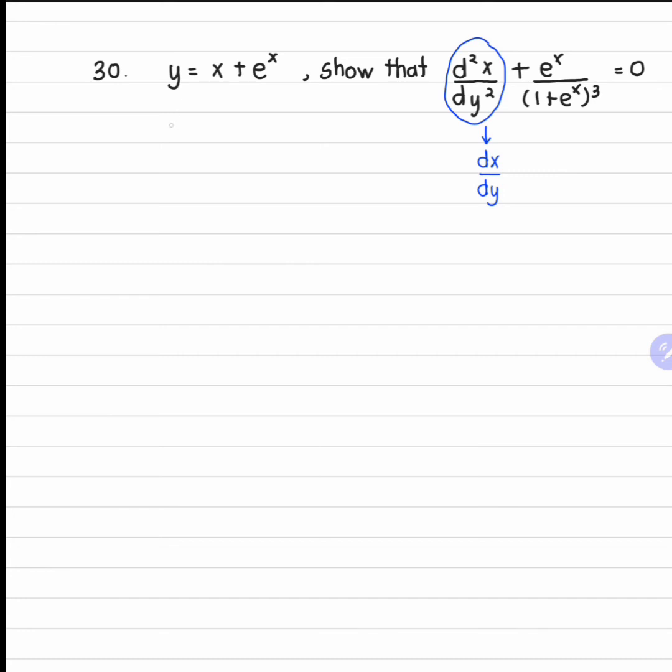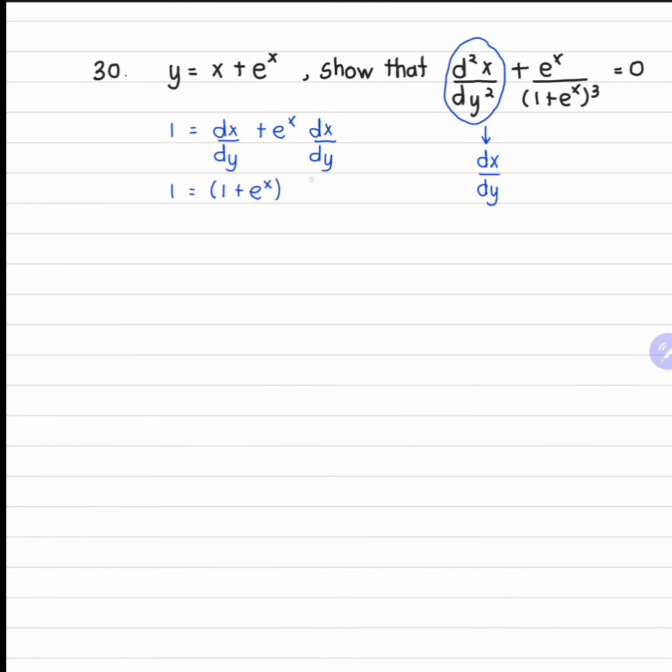So differentiate y, we get 1, tak payah buat apa-apa. Differentiate x ni dapat 1, tapi sebabkan dia x, letak dx dy. E power of x, differentiate dia dapat e power of x, tapi sebabkan dia x, so kita letak dx dy. Okay, then kita keluarkan dx dy, so we get 1 plus e power of x dx dy. Then dx dy equals to 1 over 1 plus e power of x.